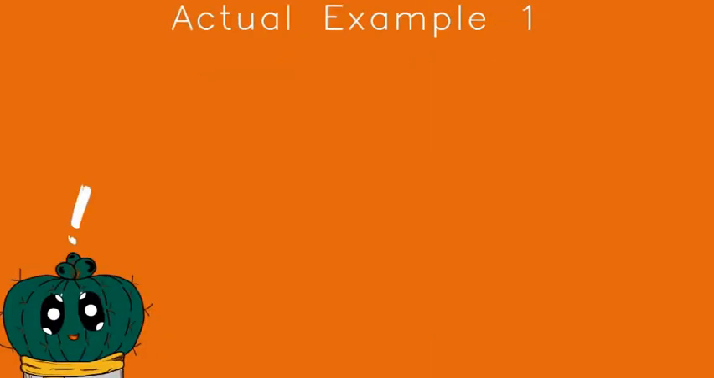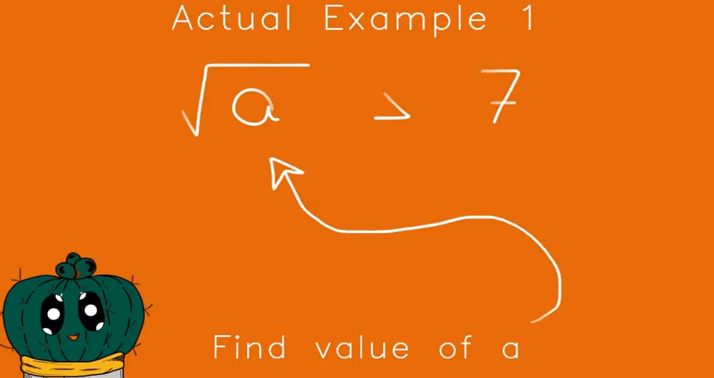So let's see the thing in action. Let's say you're given the following inequality: square root of a is greater than 7, and you want to find out the value of a. Again, when you are trying to find the value of any variable, you have to isolate it. In this case we are going to isolate the a on the left hand side, and we don't want anything else surrounding it. Right now we have square root of a, and we just want a.